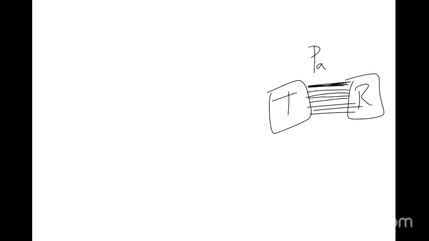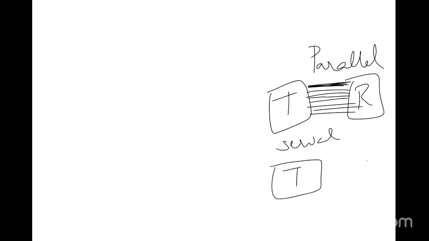Another transmission mode we have is the serial mode of transmission. In serial mode, the transmitter is there, the receiver is there, and we transmit only through a single channel. So in general, between a transmitter and receiver, which method will we use?